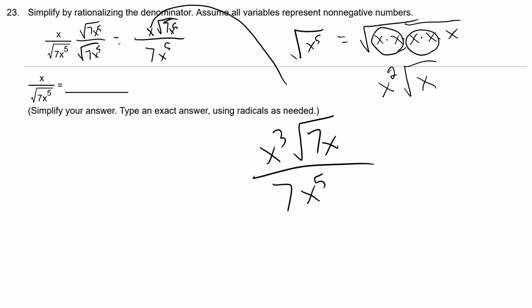This is not all the way simplified. It's always a bummer when we do such great work and then we end up with the wrong answer because there was one more step. And that's because there's something I can take out of the top and bottom. It's not the 7, because one of those 7s is in a square root. It's actually the x to the third and the x to the fifth can simplify. I can take out 3 x's there, and it ends up being square root of 7x over 7x squared.